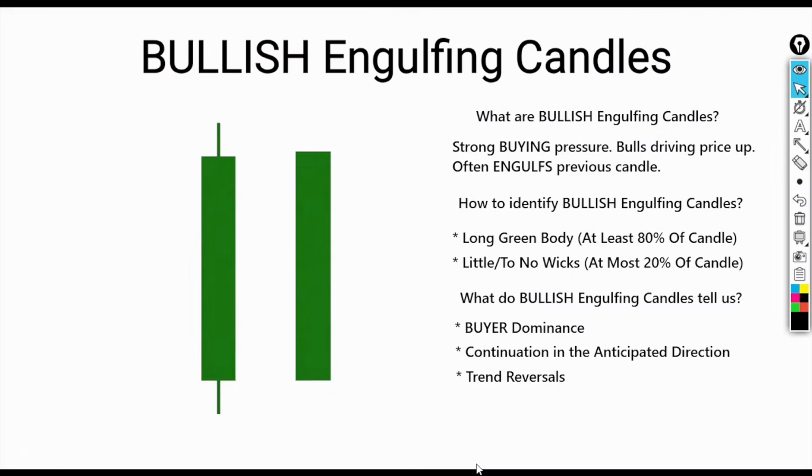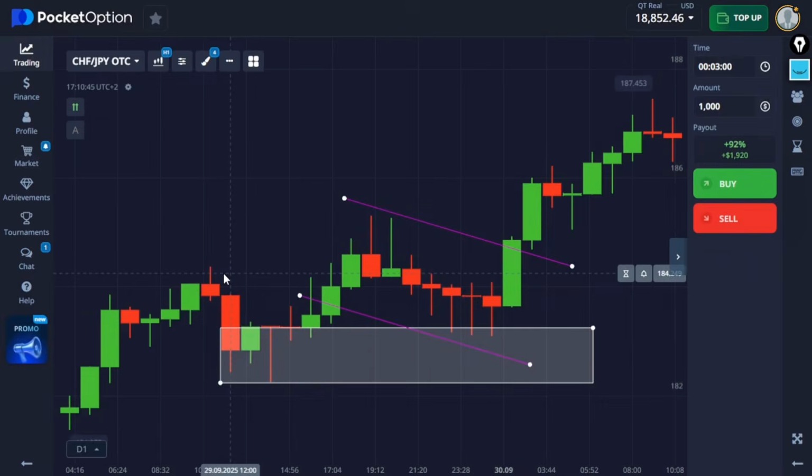And finally, bullish engulfing candles could also potentially signify trend reversals. So we're back on the charts, and once again we're looking at CHF JPY on the hourly time frame. And as you can see, CHF JPY is clearly in an uptrend, creating higher highs and higher lows.